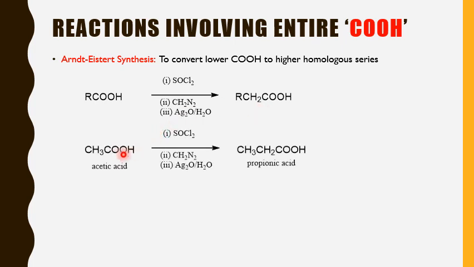So here is an example where acetic acid, CH3COOH, you can see it has only 2 carbons, and upon Arndt-Eistert synthesis in 3 steps you will have a 3 carbon carboxylic acid which is propanoic acid, or propionic acid, whatever it may be. Propionic is a common name, propanoic is an IUPAC name. We have seen that in the nomenclature part.